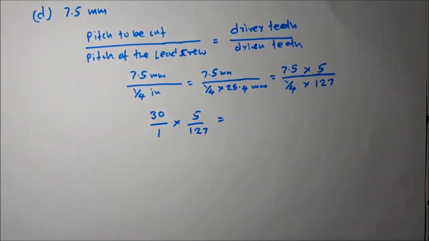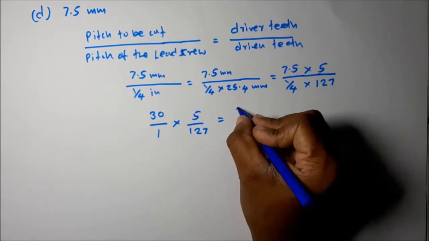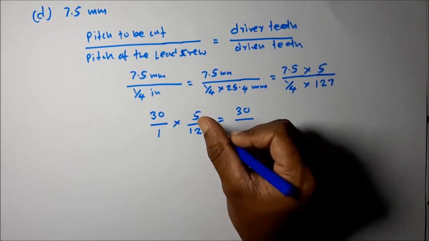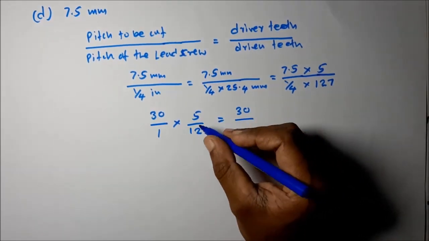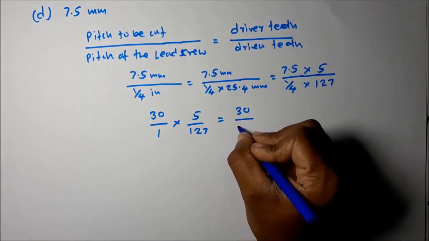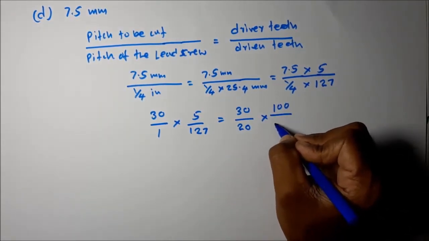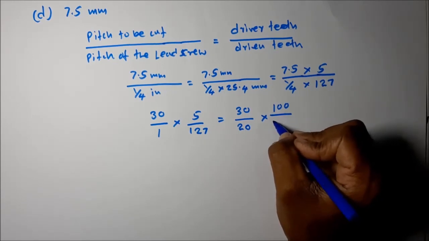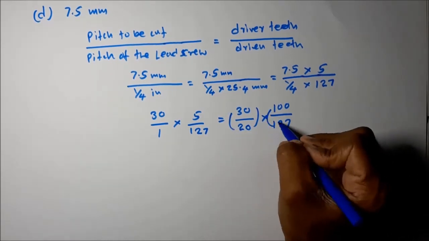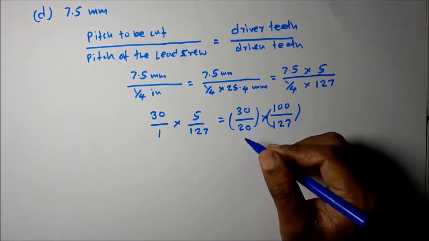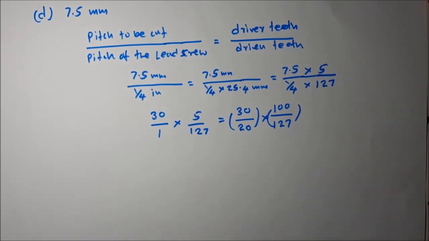Then how to get the value for this one? 30 into 5, how to get this one? 30 into, here let's take, we are going to multiply by 20. Into 20, it is 100, and 127. So this is the gear train we can use, one of the possible gear trains. This is the gear train we can use for this one.